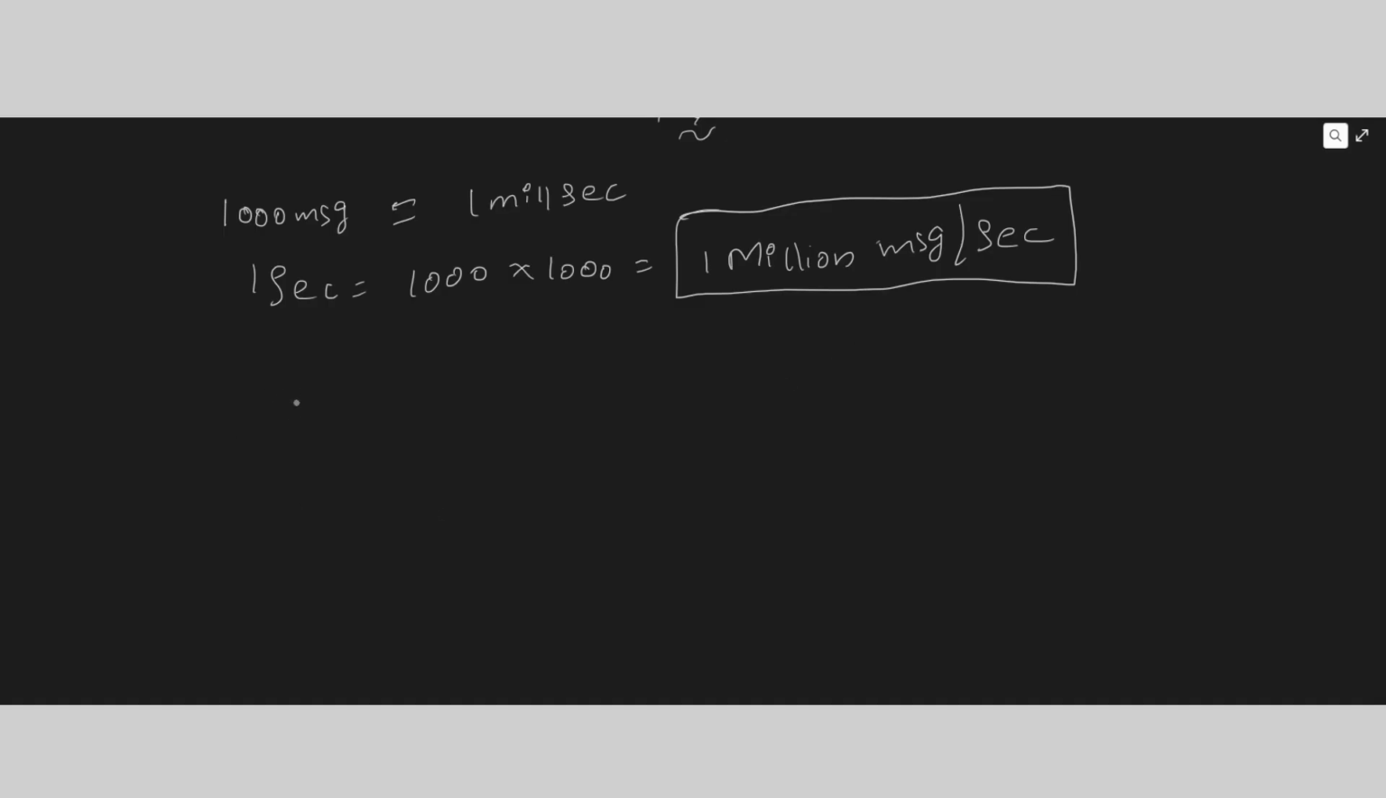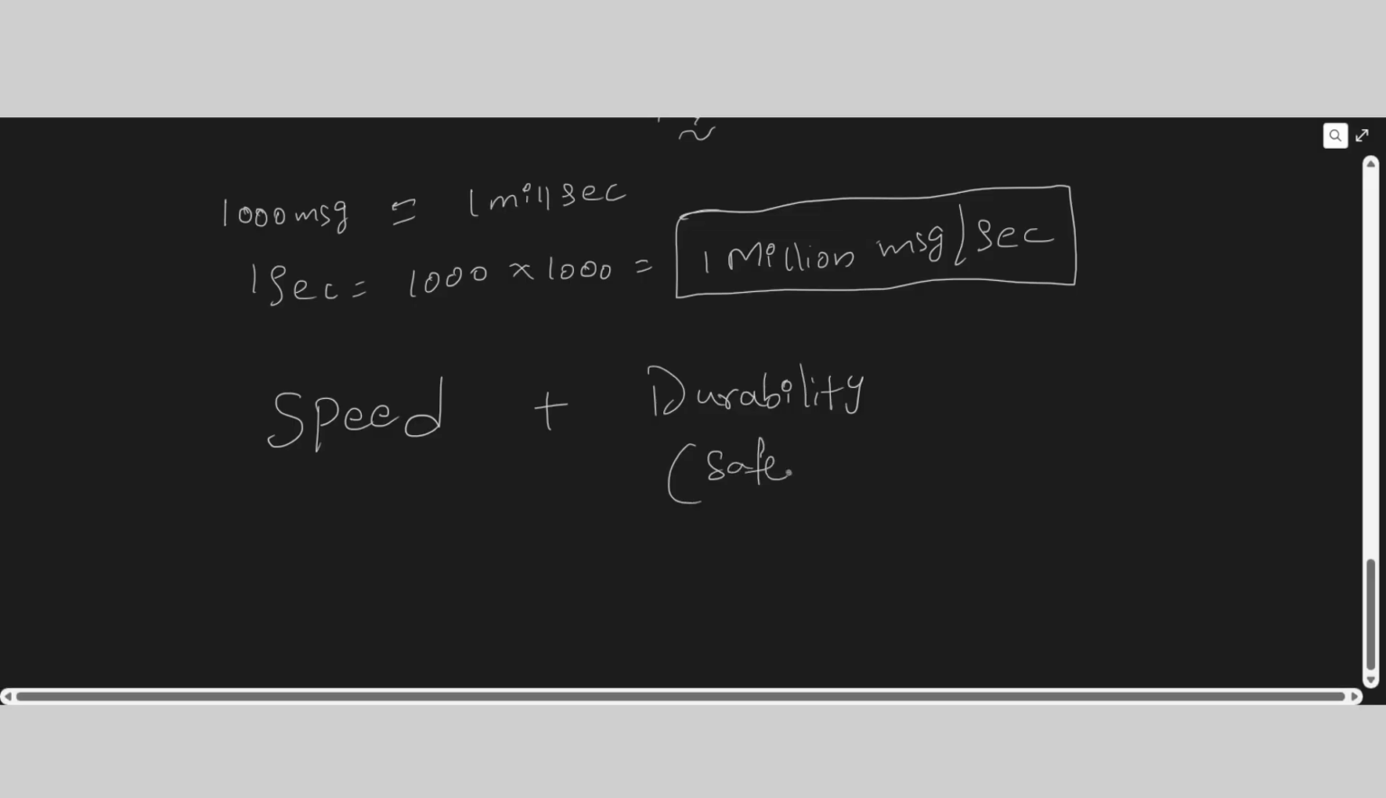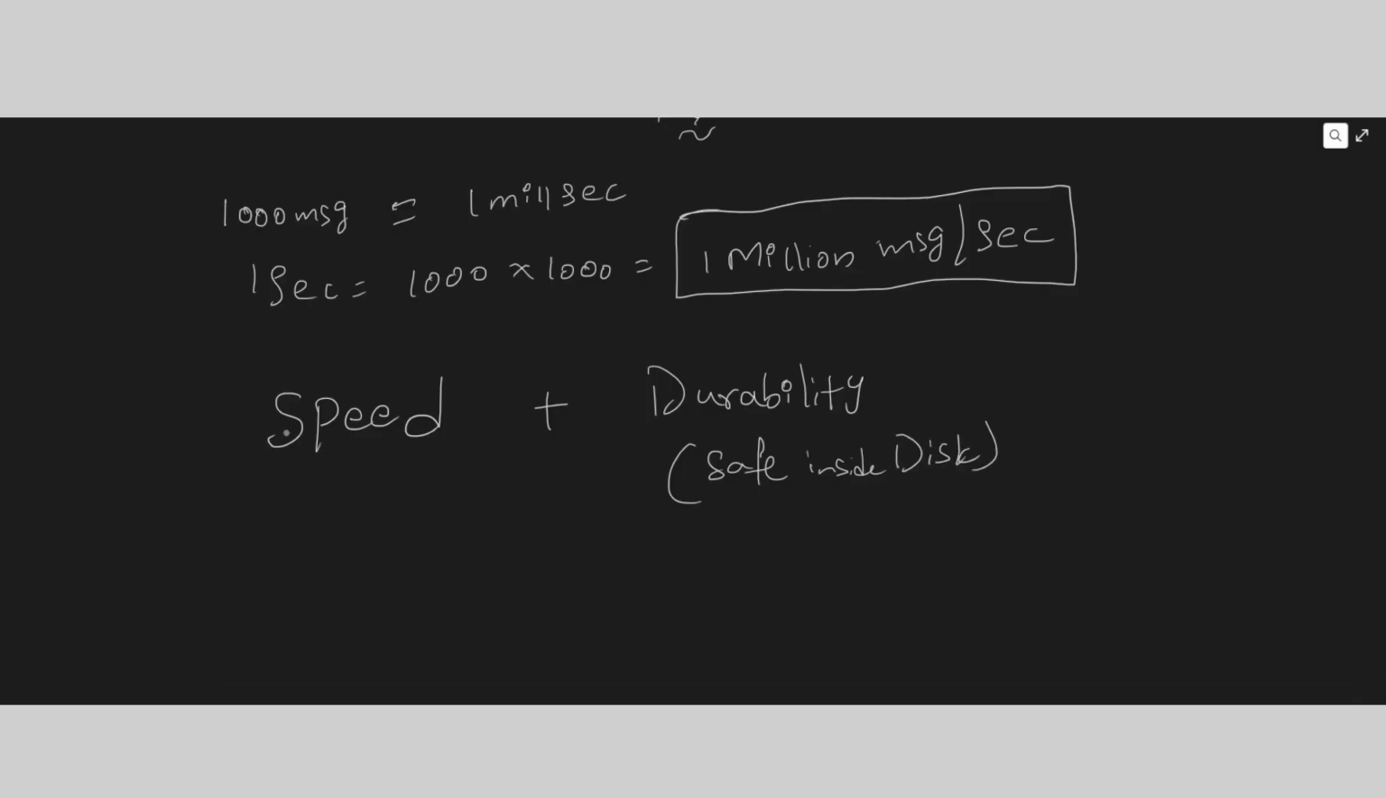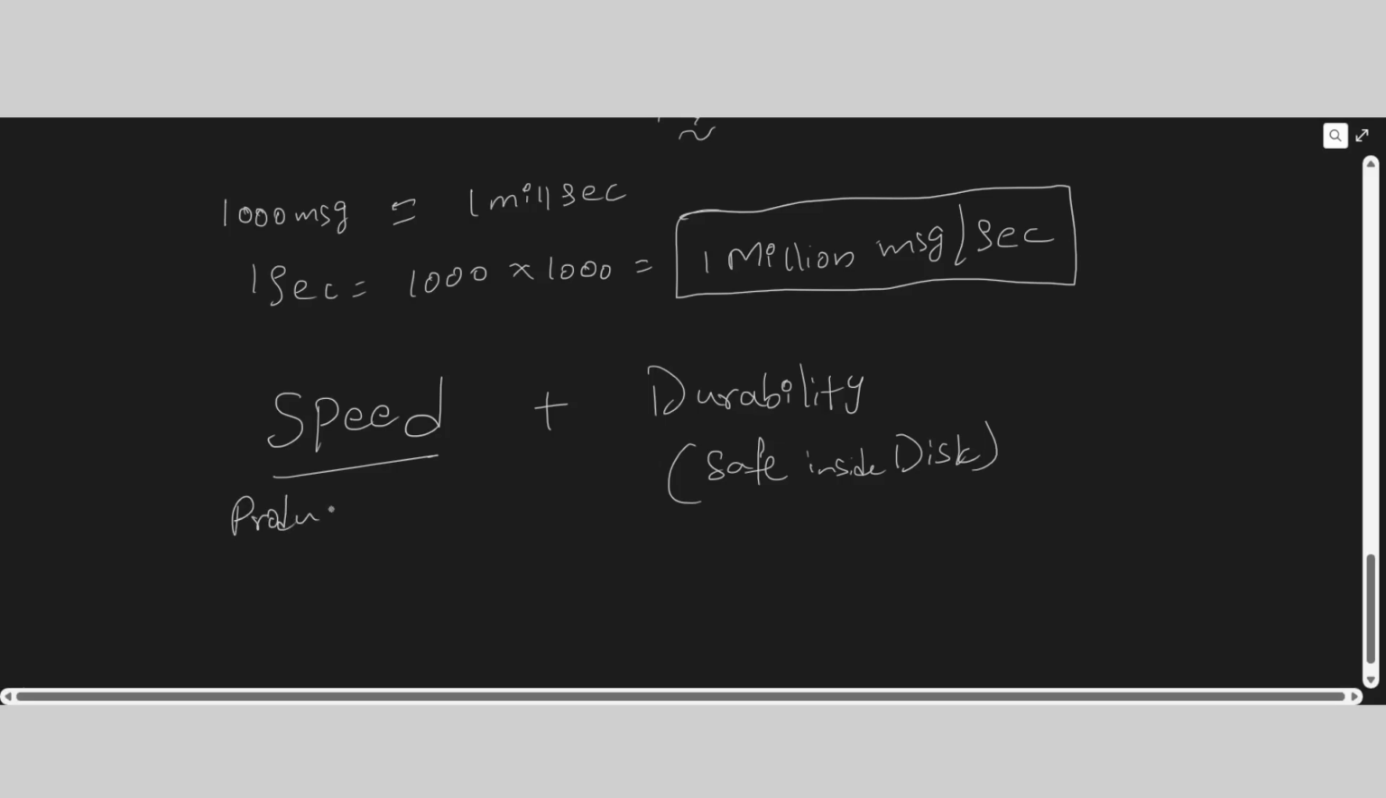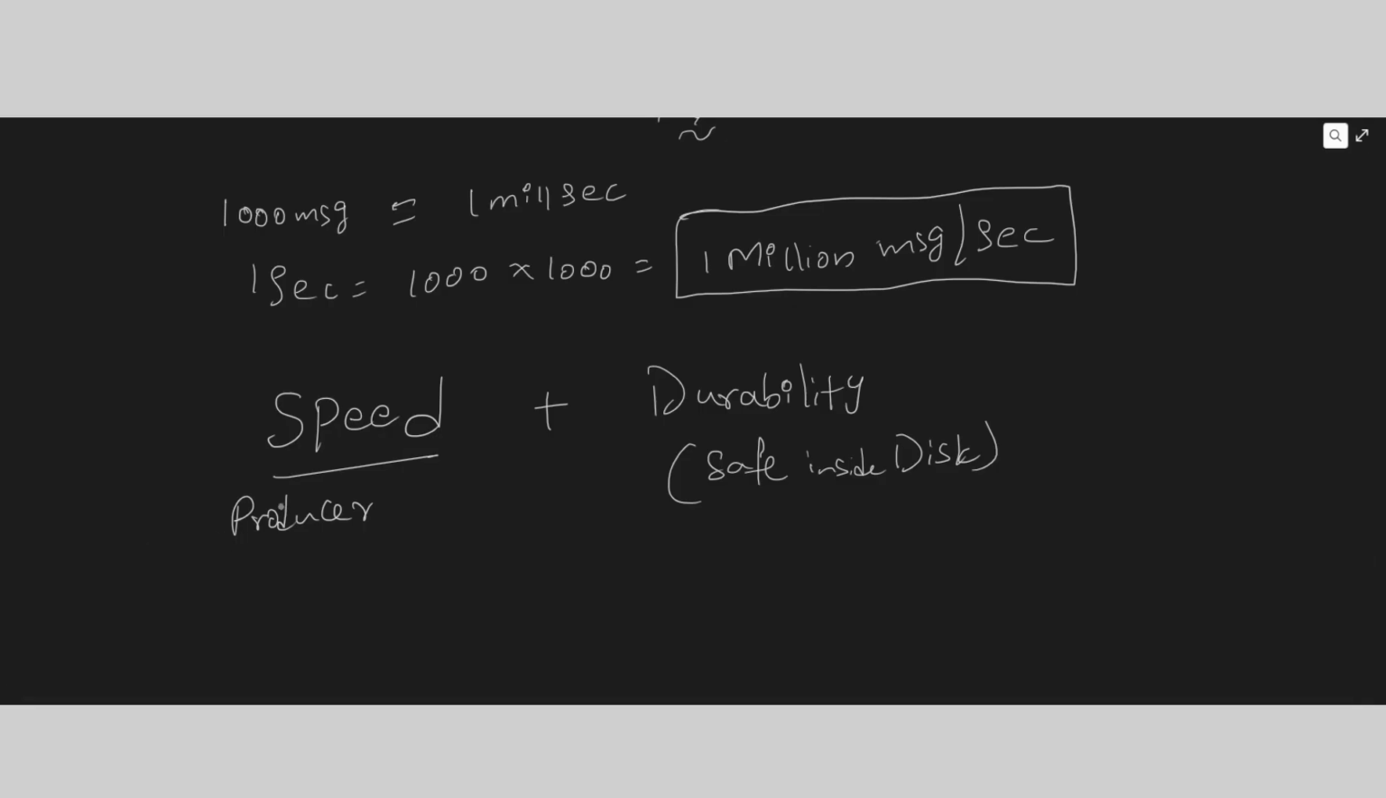So now Kafka is able to achieve speed plus durability. Durability means data is safe inside the disk. Both it is able to achieve. How is it able to achieve speed? It is writing inside the OS page cache area inside the RAM and then sending the response to the producer. So the producer is inserting only till the RAM, then is getting the response.